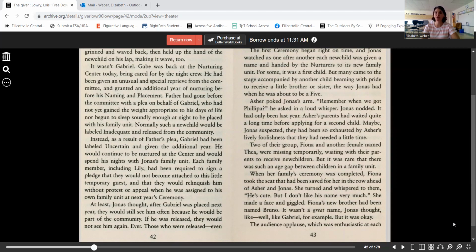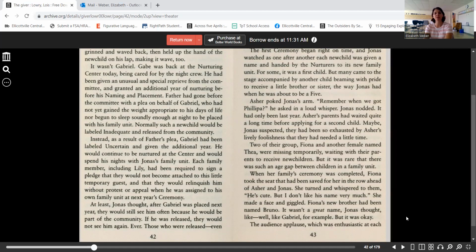2 of their group, Fiona and another female named Thea, were missing temporarily, waiting with their parents to receive new children. But it was rare that there was such an age gap between children in a family unit. When her family's ceremony was completed, Fiona took the seat that had been saved for her in the row ahead of Asher and Jonas. She turned and whispered to them, "He's cute, but I don't like his name very much." She made a face and giggled. Fiona's new brother had been named Bruno. It wasn't a great name, Jonas thought, like Gabriel, for example, but it was okay.